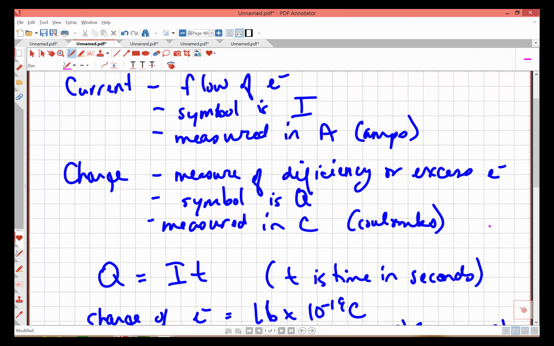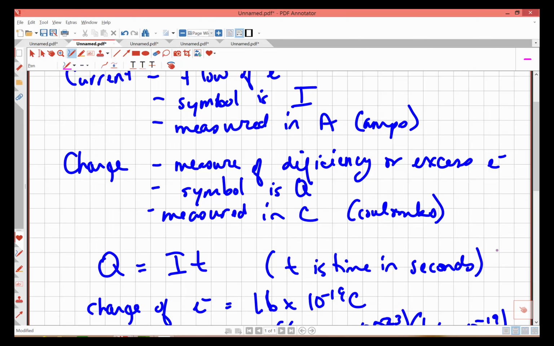The formula for charge is Q equals I times t, so the total charge is the amount of current per unit of time, and time is in seconds. The charge of 1 electron is 1.6 times 10 to the negative 19 coulombs.